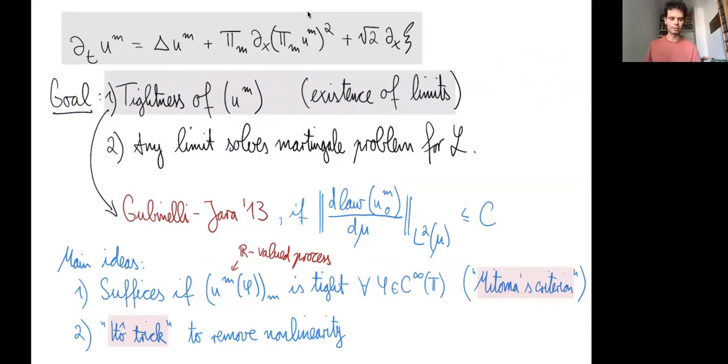And the second ingredient is the Ito trick, which allows us to remove the nonlinearity and to estimate this process as if it would be only an Ornstein-Uhlenbeck process. And estimating the Ornstein-Uhlenbeck process is easy, basically.